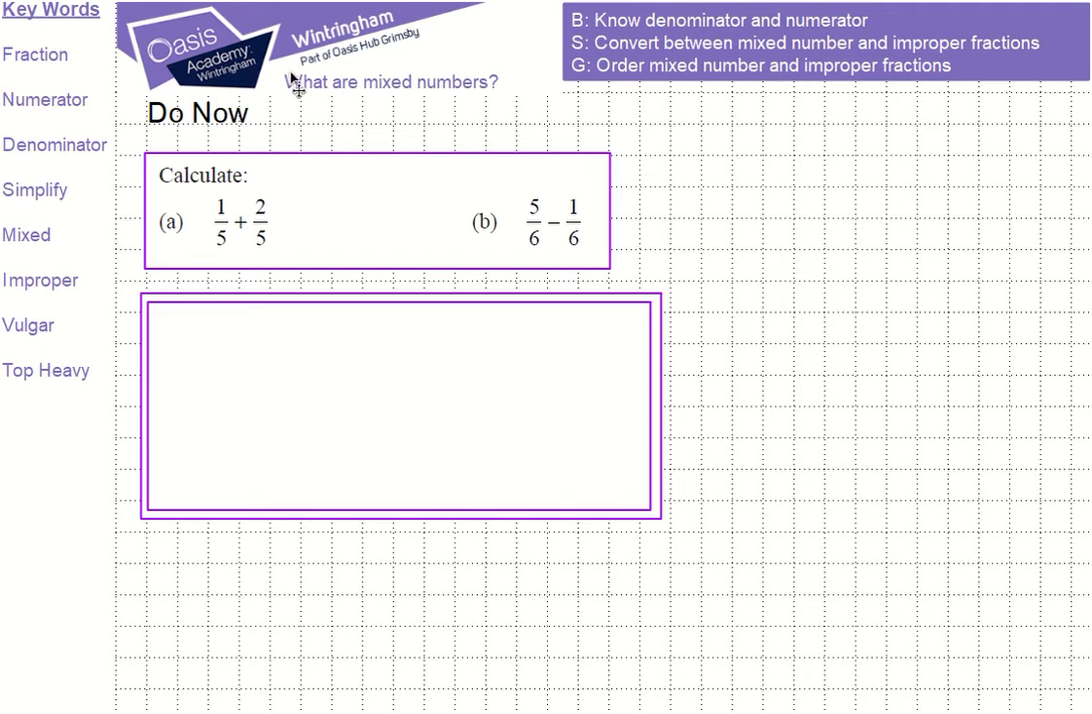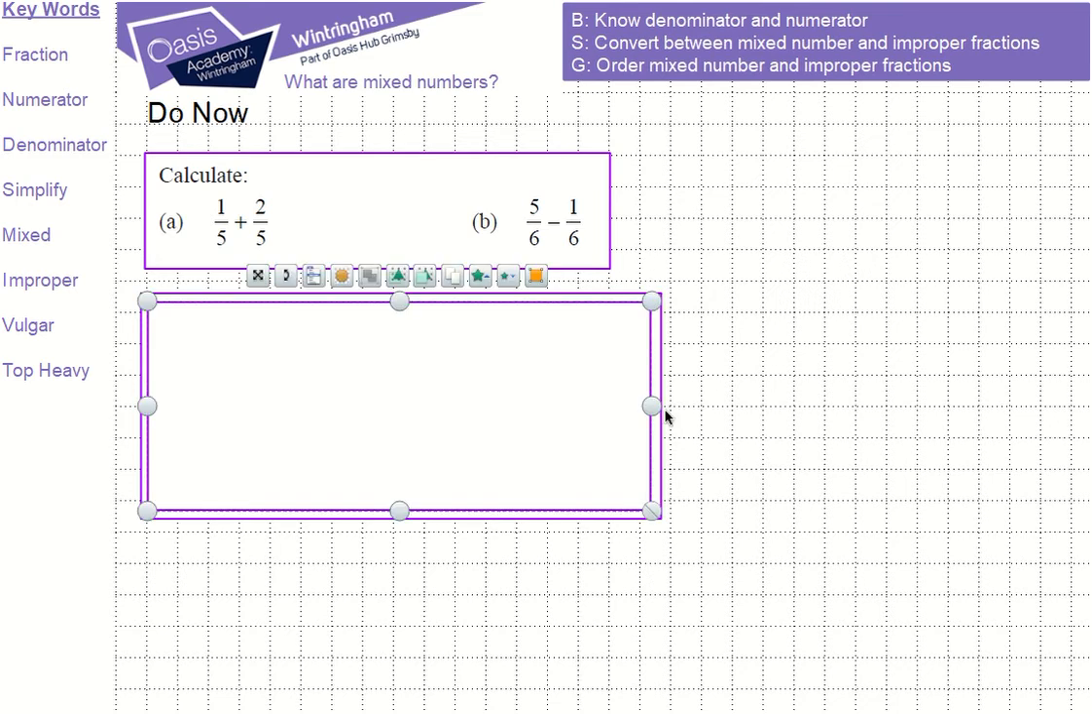Okay, so what we're going to learn about today is mixed numbers. So what are mixed numbers, and hopefully look at how we can convert between mixed numbers and improper fractions. First thing I'd like you to do is write down these two questions that I've got here, and can you have a go at those? Write down all of your working out, pause the video, and then press play again when you're ready to see your answer.